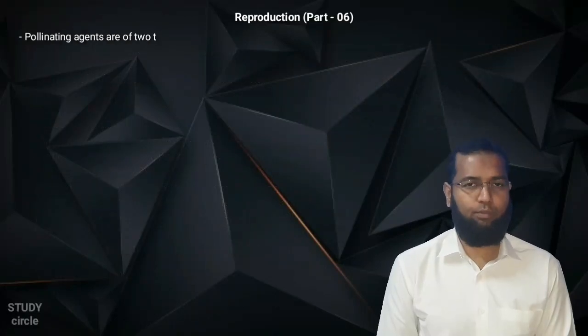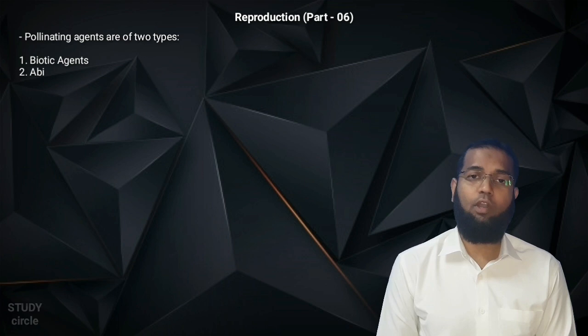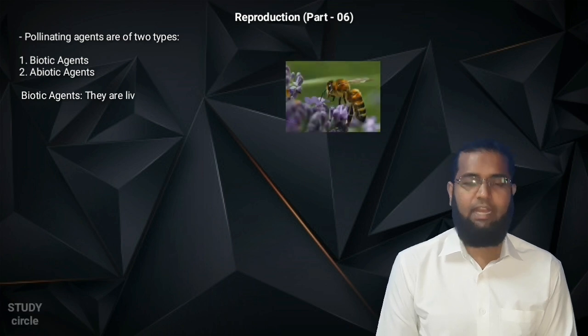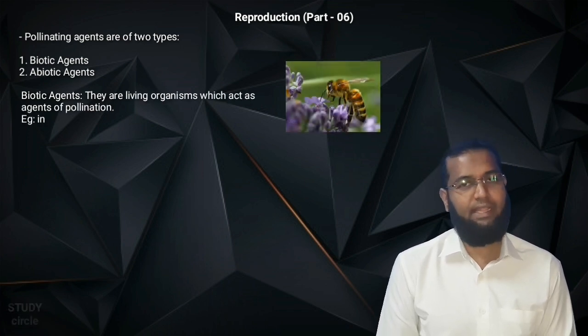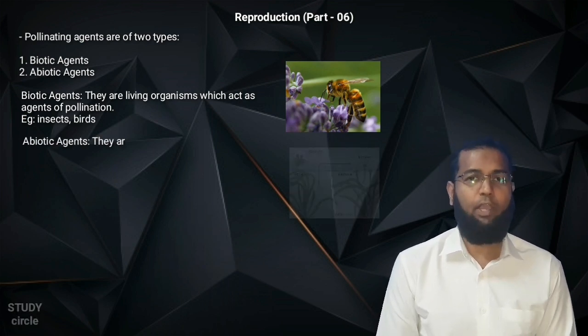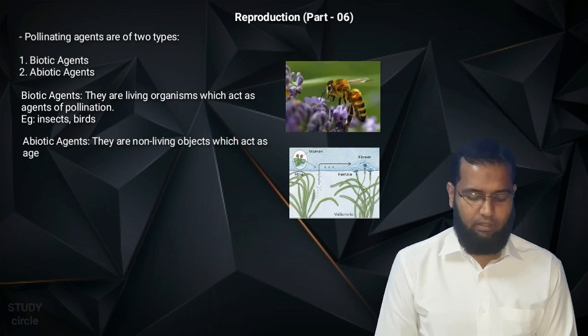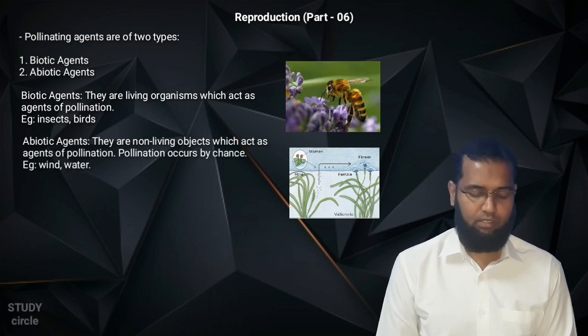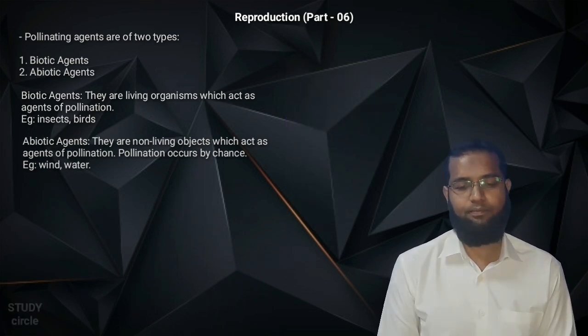Pollinating agents are of two types: biotic and abiotic agents. Biotic agents are living organisms which act as agents of pollination, and the examples are insects and birds. Abiotic agents are non-living objects which act as agents of pollination, and pollination occurs by chance. The examples are wind and water.